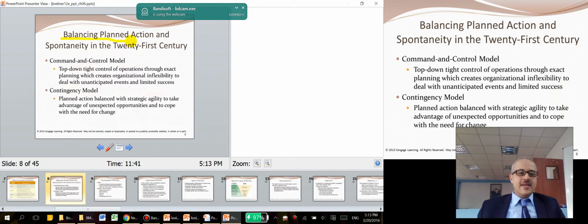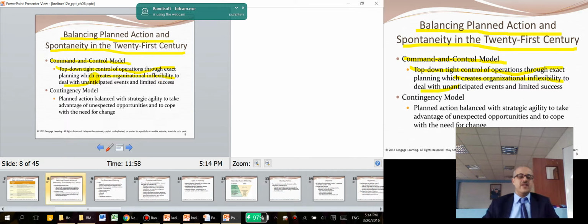Next, we've got balancing planned action responses. We have some control and command model, or command and control. Top-down tight control of operations through exact planning, which creates organizational inflexibilities to deal with unanticipated events and limited success. So the idea of planning and control, they always go together, because you plan tomorrow I will do this, and then you check, did you do it or not?